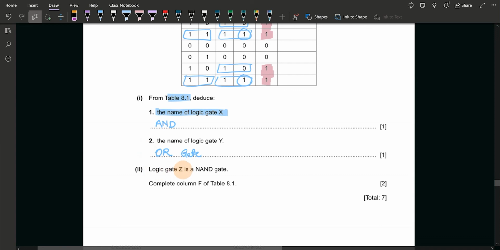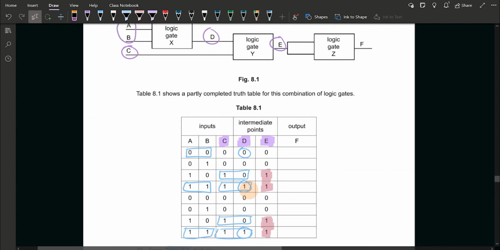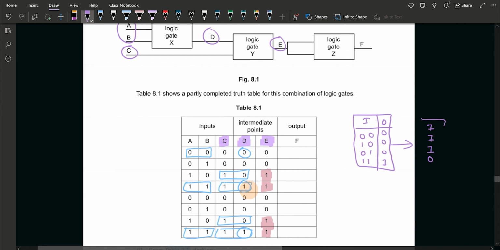Part 2 says logic gate Z is a NAND gate. Complete the column F of table 8.1. So for a NAND gate, we know that it's going to be the opposite of AND, and we can write the table for AND here, which is going to be our 4 inputs 0, 0, 1, 0, 0, 1, and 1, 1. The only output which is going to be 1 is the last one, and the other outputs are going to be 0. So for NAND, it's going to be the opposite of this, which is going to be 1, 1, 1, 0. So when both inputs are 1, the output is 0.